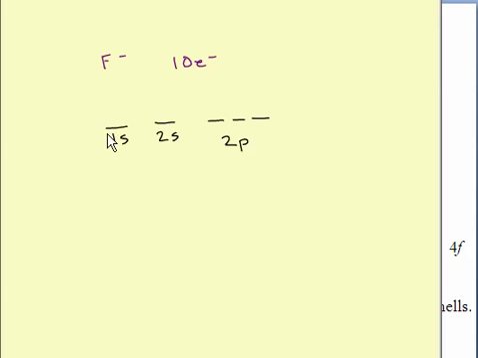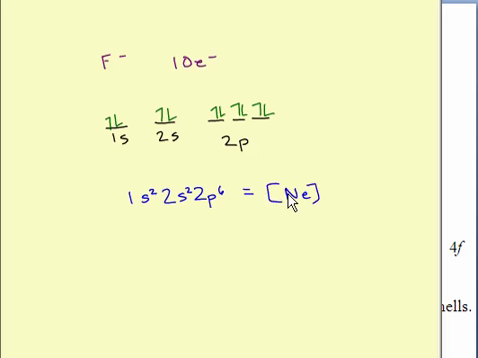So here's our orbital diagram, and I've just written lines here for simplicity instead of the boxes. 10 electrons: 1, 2, 3, 4, 5, 6, 7, 8, 9, 10. And for the electron configuration, 1s2, 2s2, 2p6. And if we were to look at the noble gas configuration, this is what it would be. Neon has 10 electrons. Now, this is not to say that F- is the same as neon.